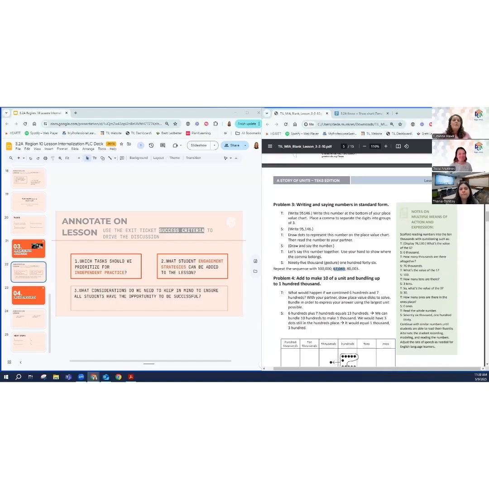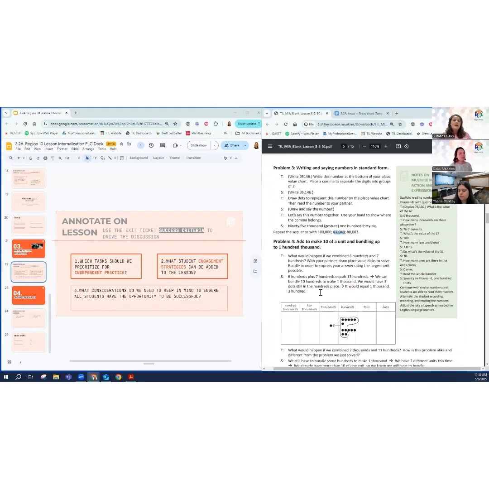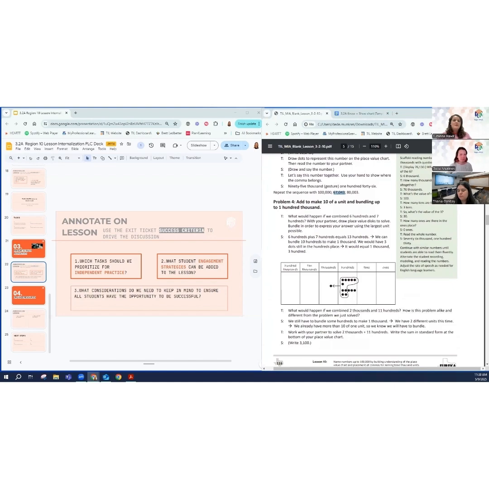And then on number 4, I was thinking that we could use a similar engagement strategy. Students can think and write independently first, and then turn and talk with a thought partner. And we can make sure to listen to student responses so that we can call on students that have correct thinking to share out with the whole group.